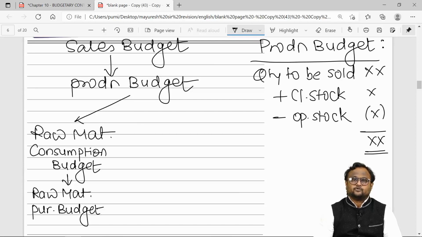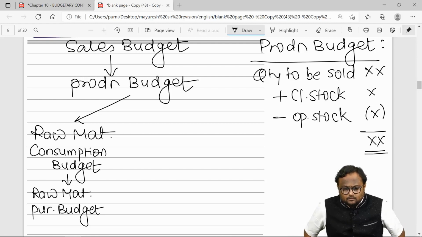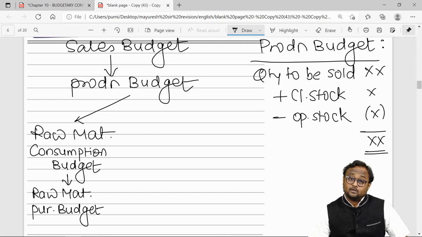Sell 50,000, so produce 50,000. No, I want a stock of 15,000 after that. That means you should have 65,000 with you. Produce 65,000. No, I already have 5,000 stock with me. So you want to have 65,000, you already have 5,000, okay, then produce 60,000. Yes.